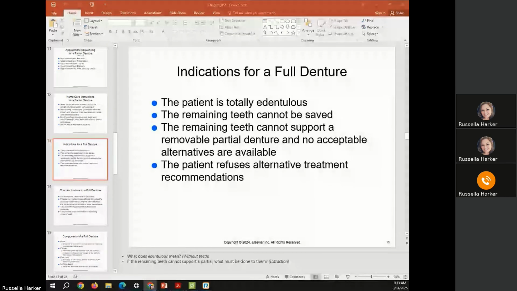Hi, this is Modern Dental Assisting, Chapter 52, Removable Prosthodontics, Part 2. This part of the chapter we're going over is about the complete denture.